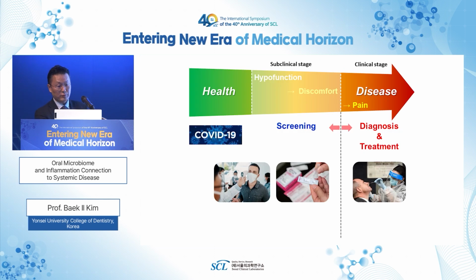Disease is a kind of spectrum, from health to disease. As I mentioned before, green, yellow, and red. So screening tests belong to the intermediate part, the subclinical stages. During the COVID-19 period, we used screening tests such as temperature measurement and a simple home test. But finally, if a screening test was positive, we used diagnosis by PCR.